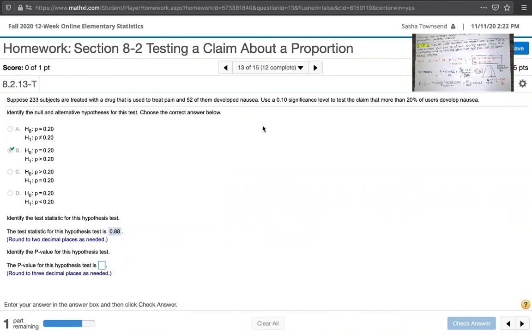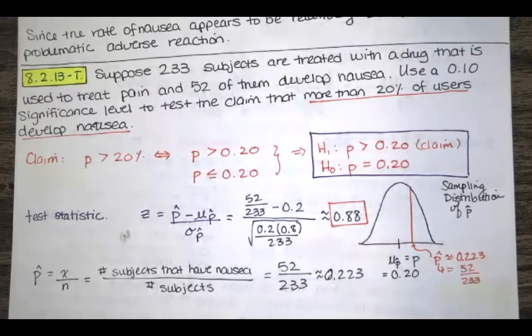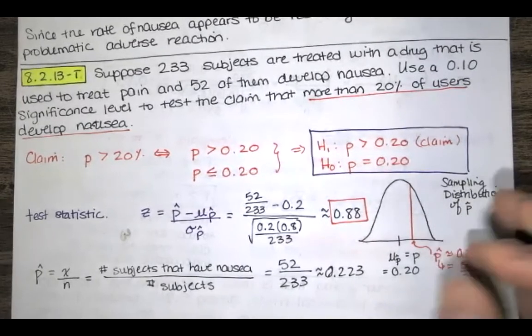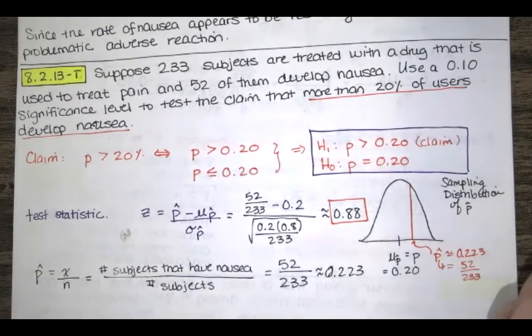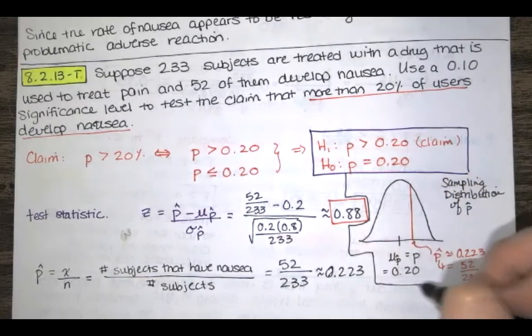So again, I'll share my paper with you. And remember, the p-value depends on whether the test is left-tailed or right-tailed. It is always related to the area in the tail past the test statistic. And remember, the test statistic actually goes with this picture right here, the sampling distribution.